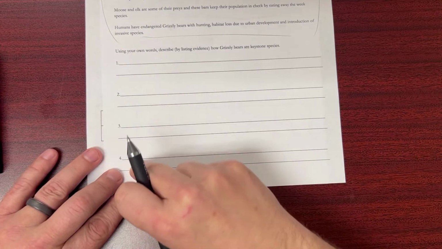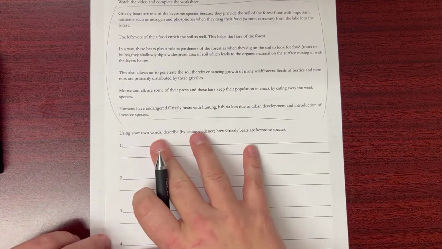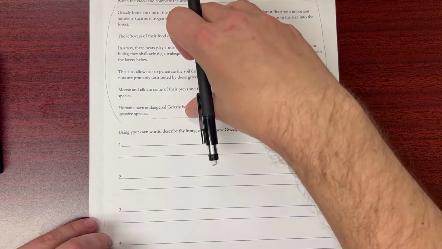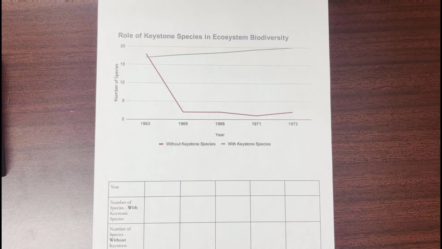And you've got 1, 2, 3, 4, okay? So that should be very straightforward. It's just the information from here, and then you write down the evidence down here.